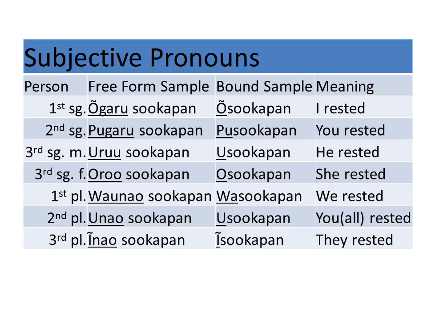Or in the bound form, as a prefix onto the verb sukapan, rested, you have onsukapan, I rested. Busukapan, you rested. Usukapan, he rested. Usukapan, she rested. Wasukapan, we rested. And then usukapan, u used again, forms both the third singular masculine as well as the second plural. Usukapan, you all rested. And isukapan, they rested.